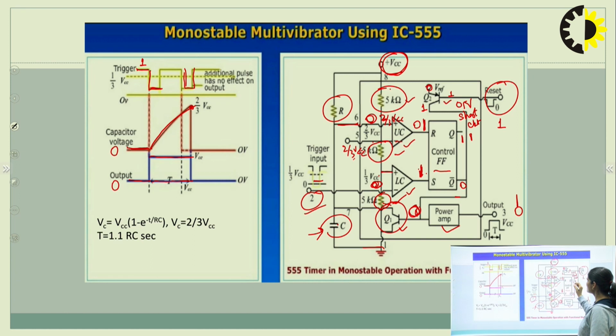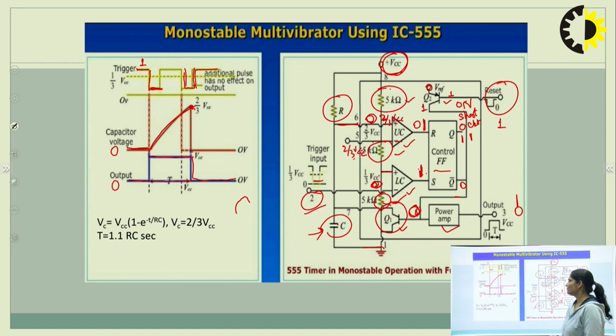So your capacitor will start discharging at this point. This process will repeat, charging and discharging like this. When you give triggering, charging takes place, and when you are not giving triggering, meaning the triggering input is high, then your output will decrease to zero voltage. So this is the process of the monostable multivibrator using the 555 timer IC.